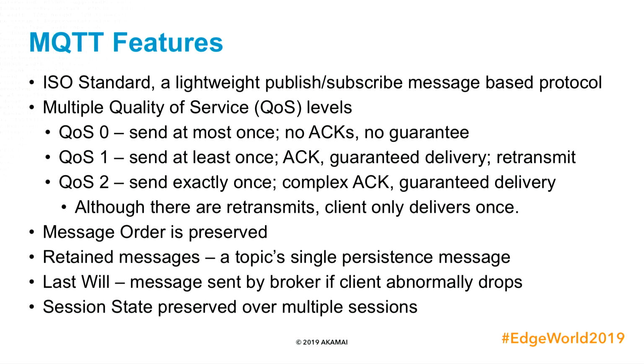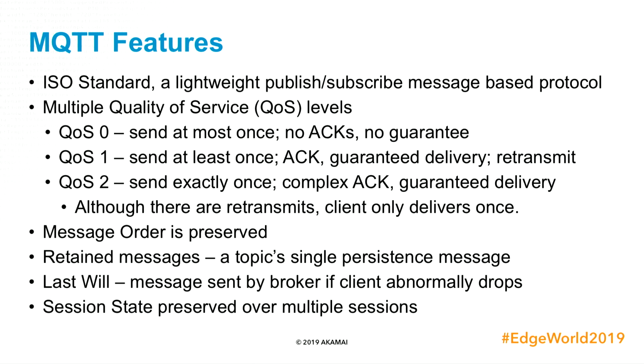Just a couple of more text things. I talked about QoS levels within MQTT. Message ordering. This is really, really important, especially when you're sending telemetry. So making sure that the messages are recorded in the order that they came in, that's a key part.